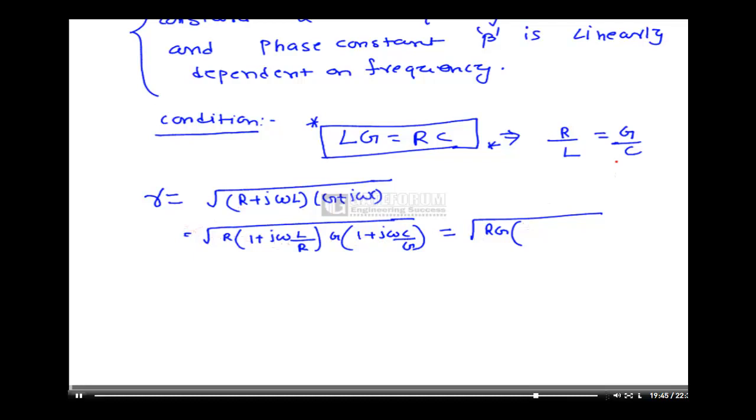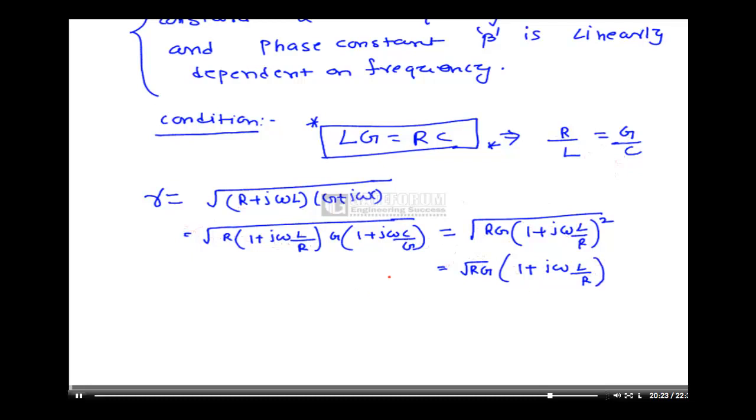If you observe the relation, C by G is nothing but L by R. So I can replace C by G with L by R. Then we get 1 plus j omega L by R into, again, 1 plus j omega L by R, which is nothing but (1 plus j omega L by R) whole squared. Or in place of L by R, you can place C by G also. So this is nothing but the square root of RG into (1 plus j omega L by R).